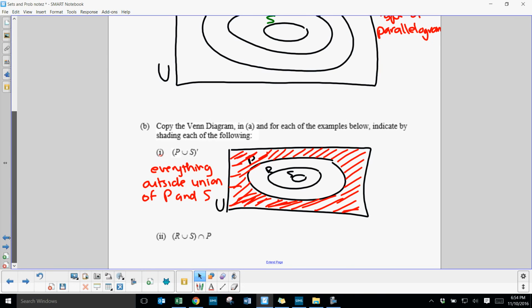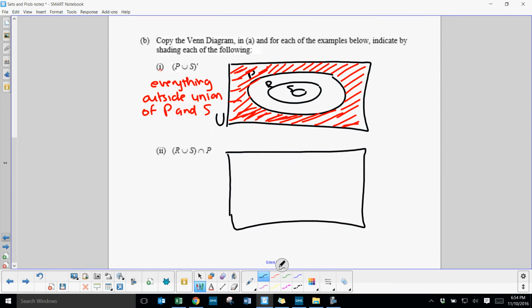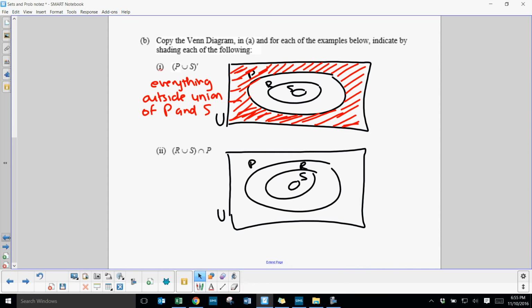And the last one, we've got R in union with S, which intersects with P. So we've got to copy the Venn diagram again first. Let's do that. Copy that roughly. So we've got our universal set, P, R, and S. Everything that's in the union of R and S is basically just this part here, so don't shade anything yet. And which intersects with P. So which part of that intersects with P?